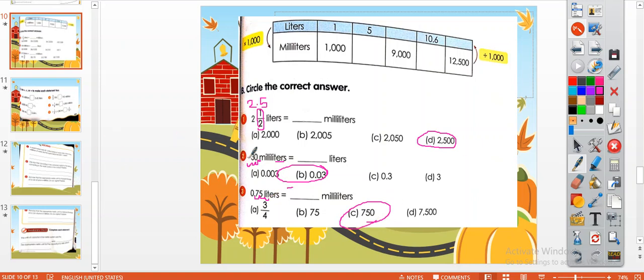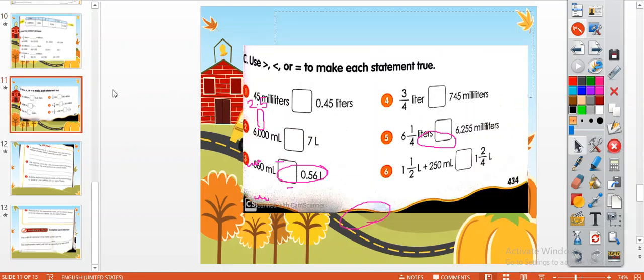Then finally down there, in this page, you're going to convert to make the sentences true. I'm going to do some of them.